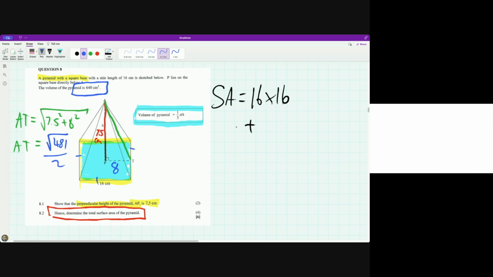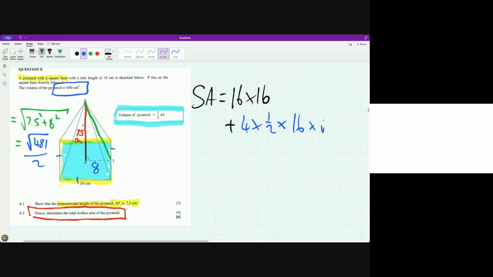So I'm going to use that, and there's 4 triangles, so 4 times a half times the base. Now the base is actually going to be 16, and then I'm going to get my messy 481 over 2. So now I've got to add all the stuff up. So 16 times 16 plus 4 times 0.5 times 16 times 481 over 2.